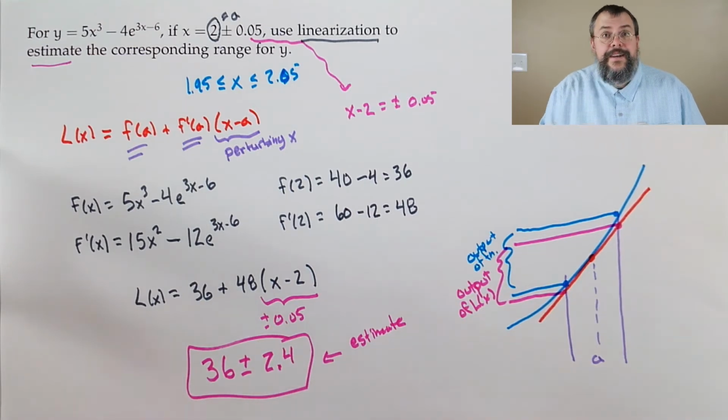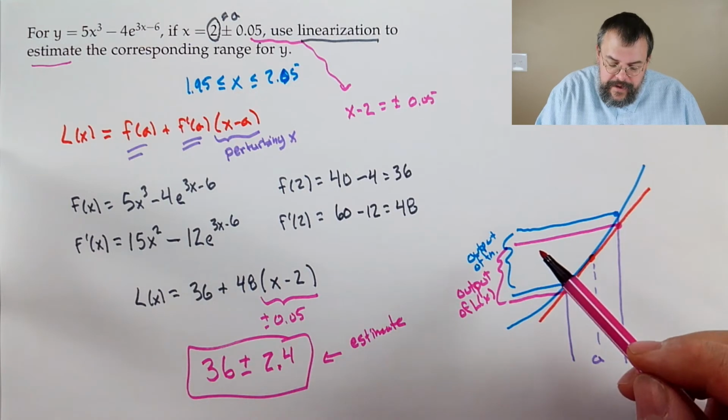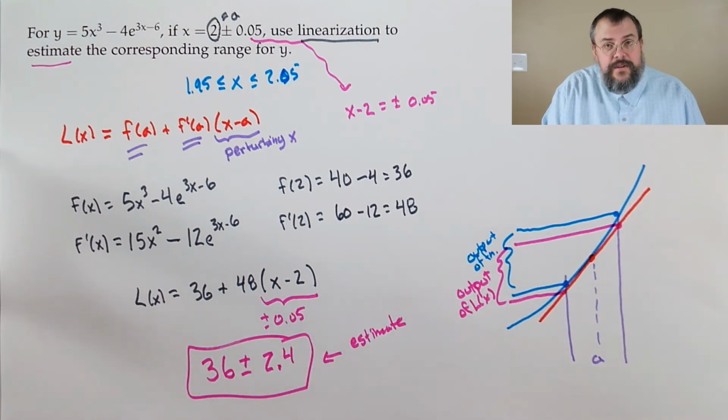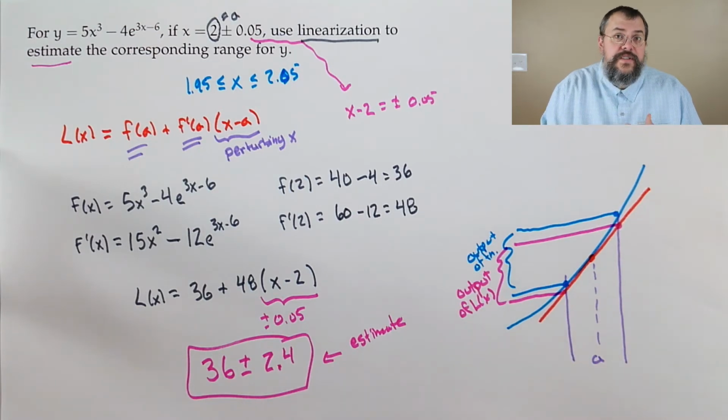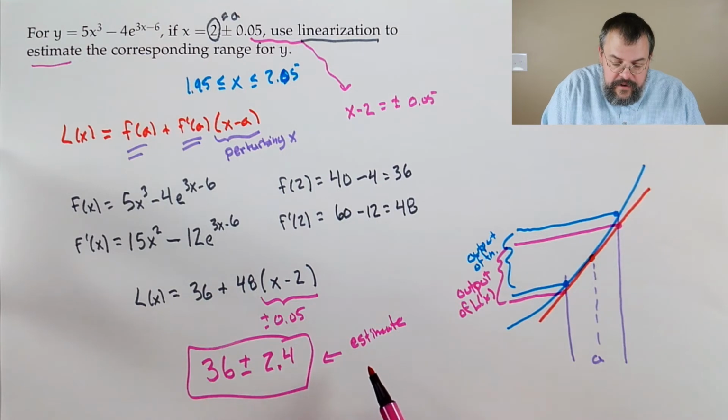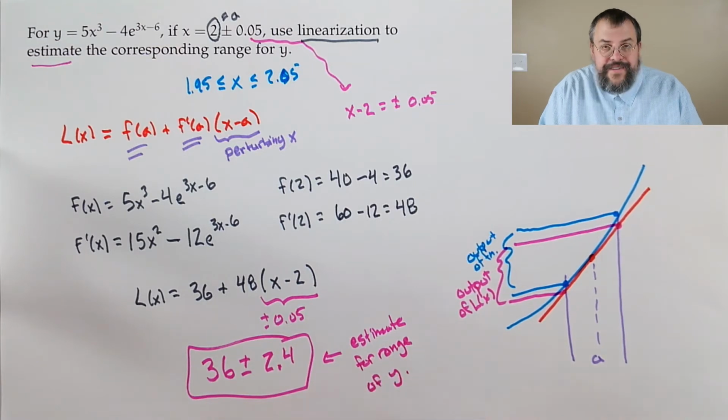Now, again, you might say, well, is it guaranteed that y is going to stay in this range? It could pop out. And it could be the case that the range misses a little bit of what the real output is. But it's an estimate. So that's good enough. So this is an estimate for the range of y. And there you go. Nice.